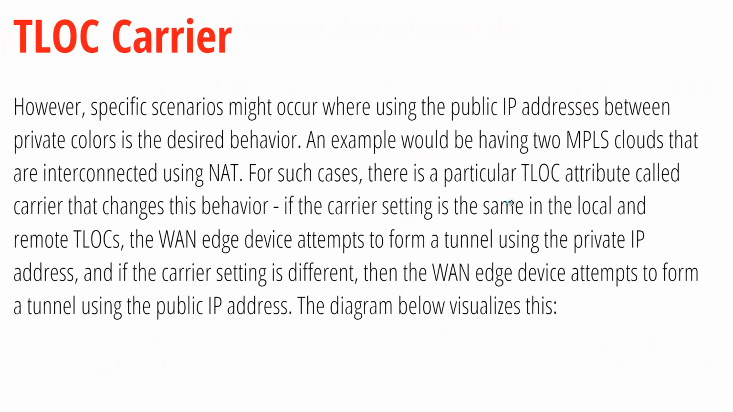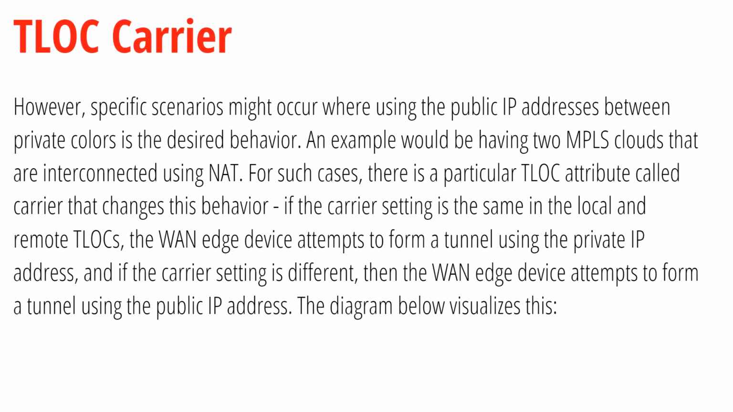TLOC carrier. So what is this feature? This feature gives you a little more control over situations. However, specific scenarios might occur where using the public IP address between private colors is a desired behavior, right? You want to make sure that you use public IP addresses between private colors. By default, what will happen? If two devices are connected using an MPLS cloud, right, using NAT, it will still try to initiate the tunnel using the private address. But you want tunnels to form using public addresses, right?